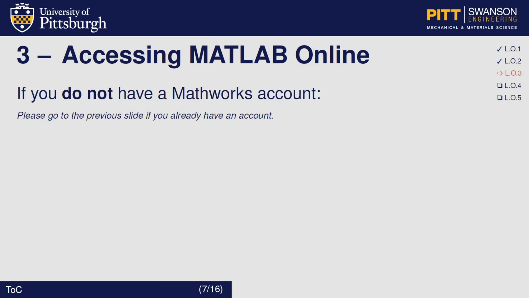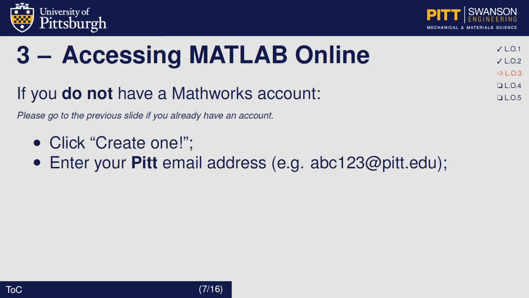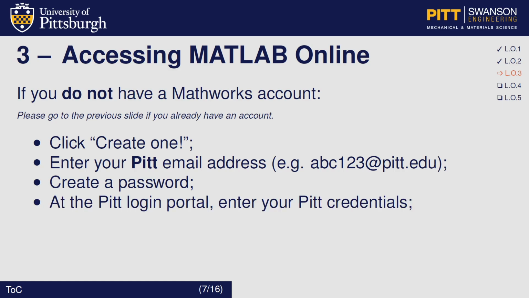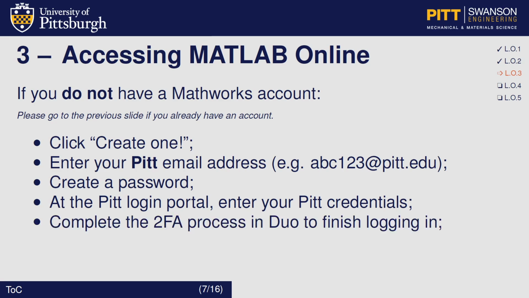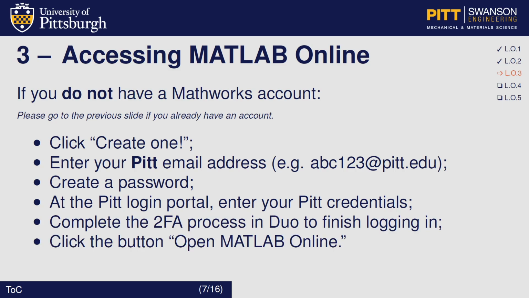If you do not have a MathWorks account, then click Create One instead. Enter your PIT email address, for example, abc123@pit.edu. It may not be an alias, it must be in that form. Create a new password. It does not need to be the same as your PIT password. And then at the PIT login portal, enter your PIT credentials and complete the two-factor authentication process in Duo to finish logging in. And finally, click Open MATLAB Online.